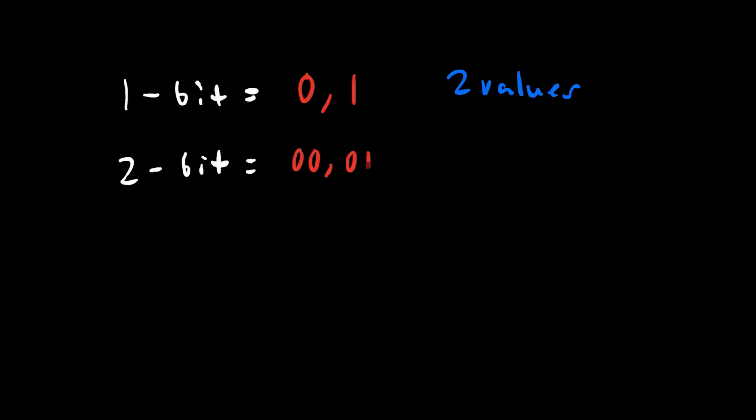First, I'll start with 1 bit. This leaves us with two possible values, 0 or 1. Now, with 2-bit, we have a sequence of, well, 2 bits. So we get 00, 01, 10, or 11, 4 possible values.